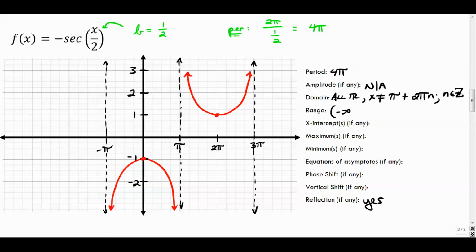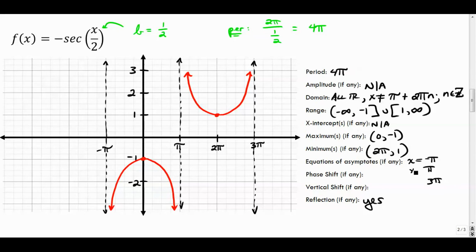The range is negative infinity to negative 1 inclusive, skips over to 1 to positive infinity. No x-intercepts. Maximum, I guess you would say that would be 0, negative 1. That's a relative maximum. Minimum value is 2 pi, negative 1, or positive 1. That's the lowest value of any point near that point. Asymptotes, of course, we have negative pi, pi, and 3 pi. X equals on all those since they're vertical lines.